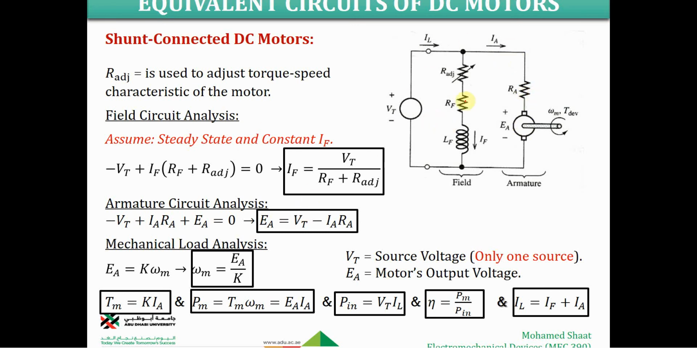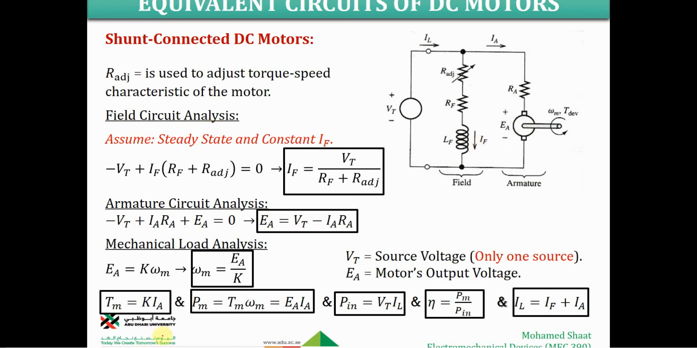We have to do analysis for the armature and the field, or in other words we have to come up with an equation for the IF and an equation for the EA, which is the output voltage for the electrical motor, and the field current of the field circuit. Make sense? So that's why we're going to do field analysis.